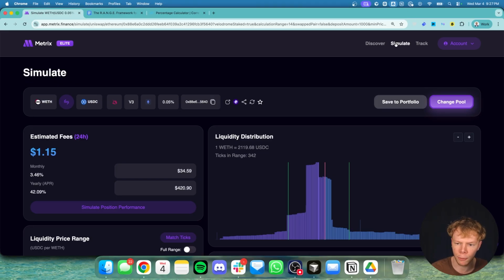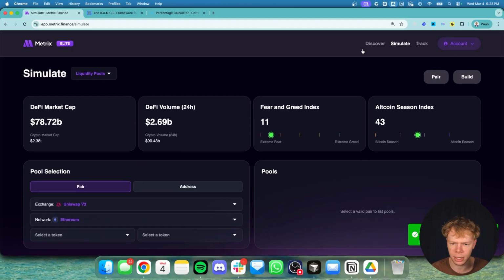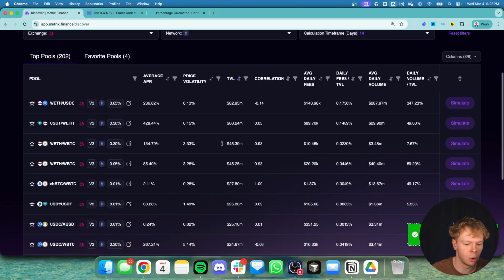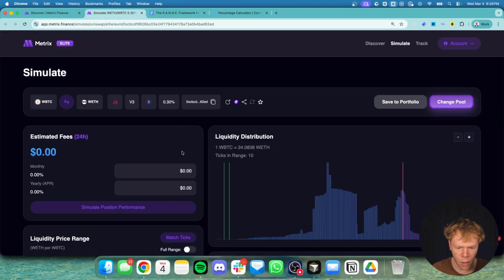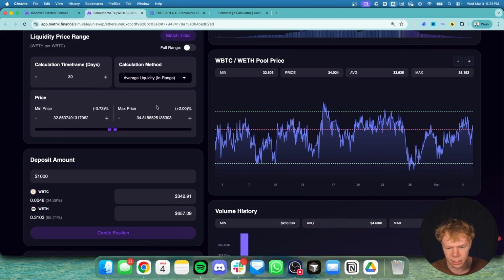Now, you can save this to your portfolio on Metrix and come back to it later. I'm going to do so, and then I'm also going to dive into something like Ethereum to wrapped Bitcoin, just as a generalized example of how you can select a range for a crypto to crypto liquidity pool, because it's a little bit different. So again, range time span, we want to look at 2 times our intended holding period. So I set that to 30 days.